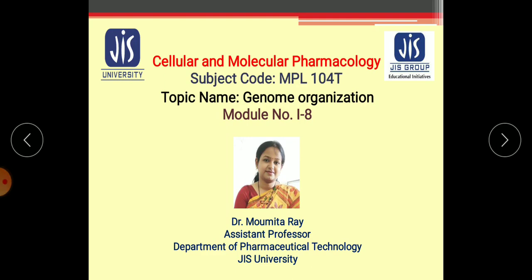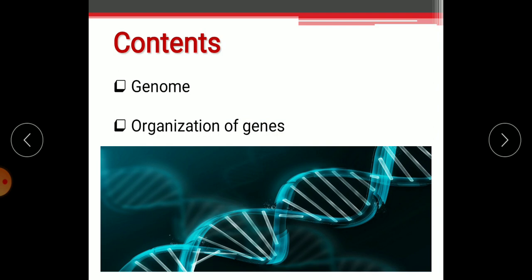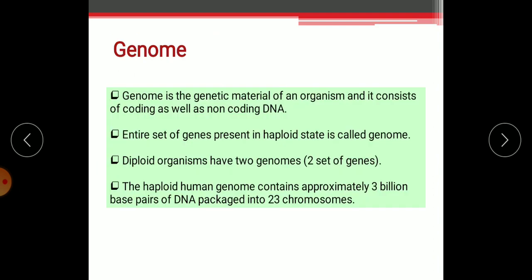The topic of today's lecture is genome organization. This is the eighth topic of the first module in the cellular and molecular pharmacology subject, code MPL104T. In today's class, we will be discussing the genome, what the genome is, and the organization of different genes. So first of all, we have to know what the genome is.